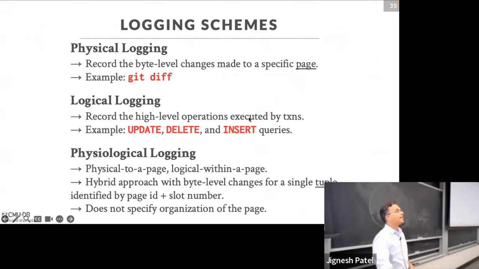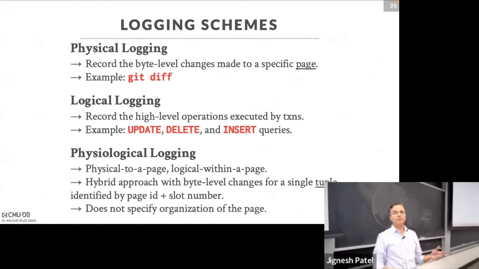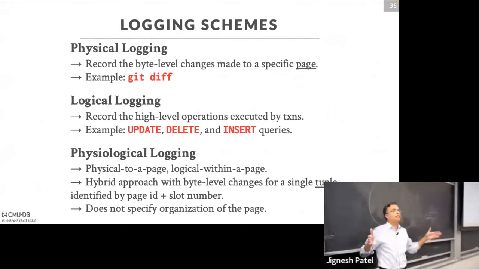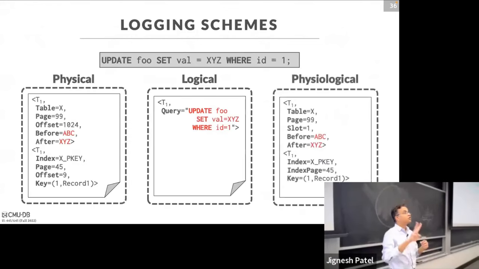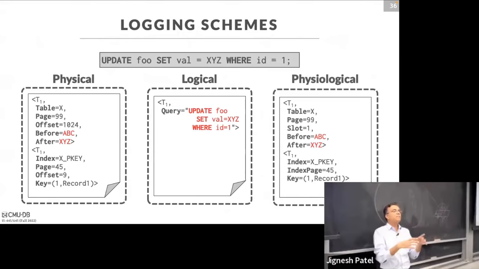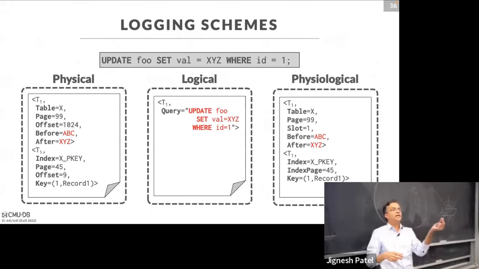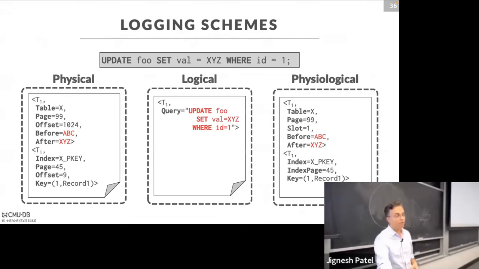The way to understand that is this first line over here. It is physical to a page and logical within a page. So imagine I've got a record that spans multiple pages, which can happen. Records can span multiple pages, and you made some changes to that record as a transaction. This means you updated one record, but you actually updated bytes across two pages in the database. So in physiological logging you will create two logs, one for each page. Every page gets a log, so it's physical at that level. But within the page, you will use logical logging to simply say, here is the slot number, and within that slot number here are the bytes that were changed in it. And so you get the best of both worlds.